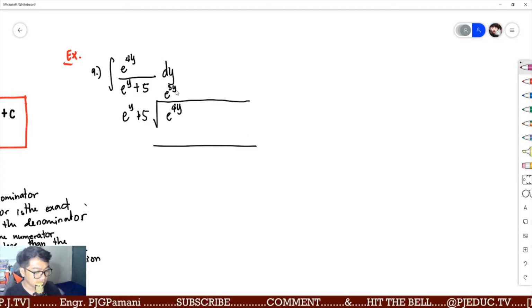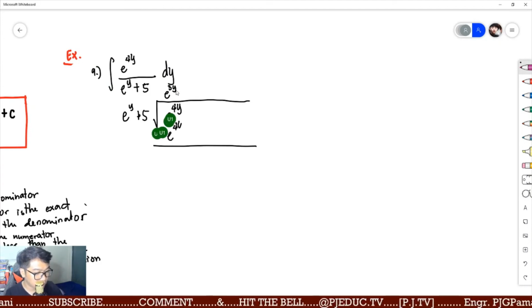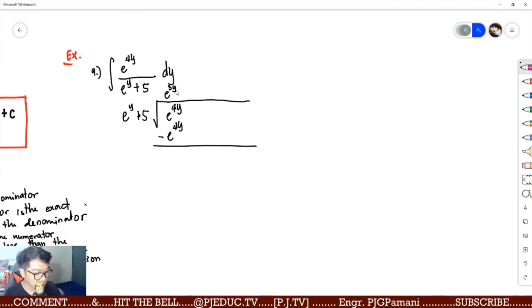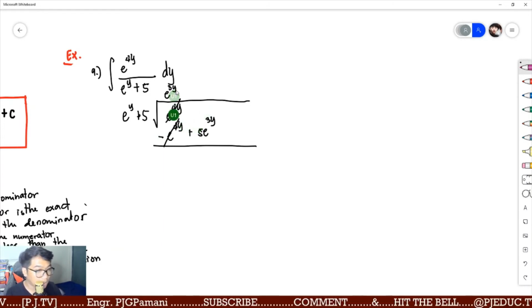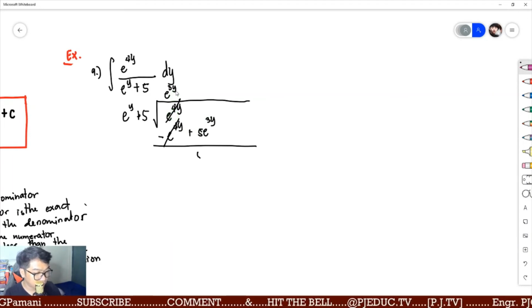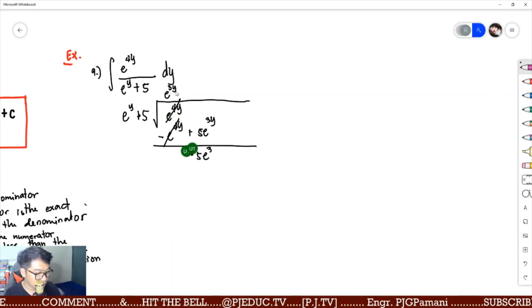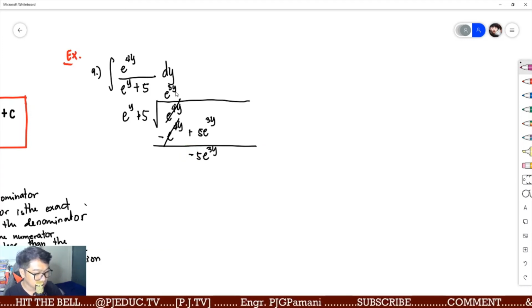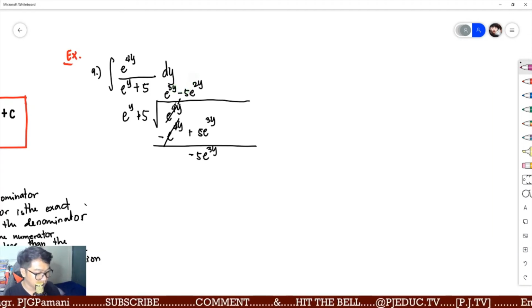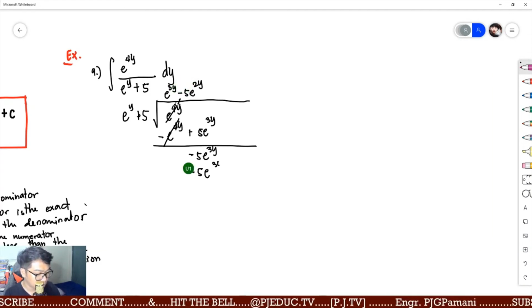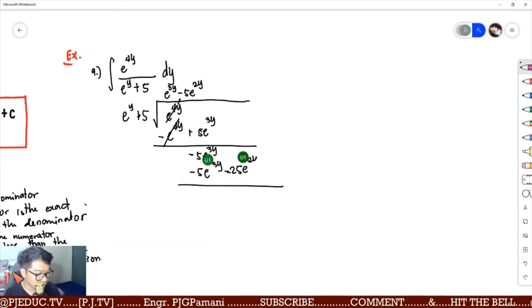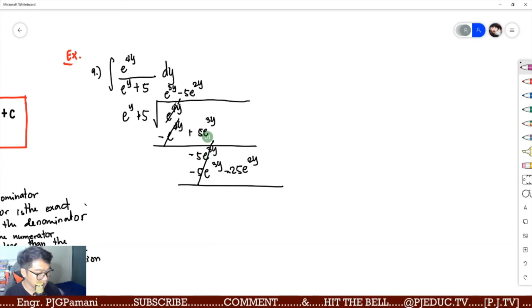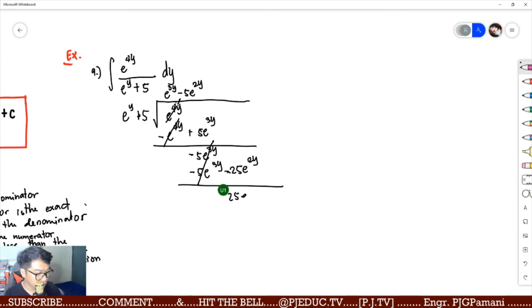So, e raised to 3y times e raised to y. Add na lang natin yung exponent. That is e raised to 4y. e raised to 3y times 5 is positive 5e raised to 3y. Cancel, cancel. Pero meron tayong remainder, which is negative 5e raised to 3y. Ganun ulit. Ano kailangan natin dito? Minus 5e raised to 2y. Multiply 5e raised to 3y. That is negative 25e raised to 2y. And cancel. That is positive 25e raised to 2y.